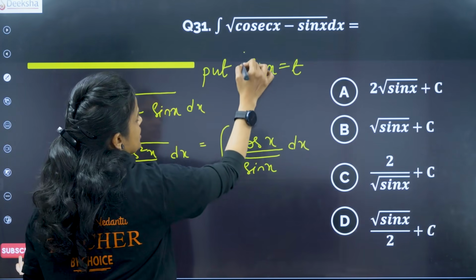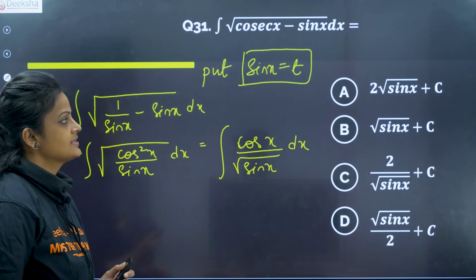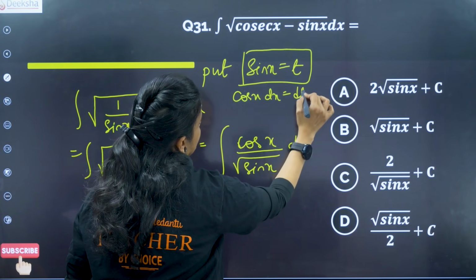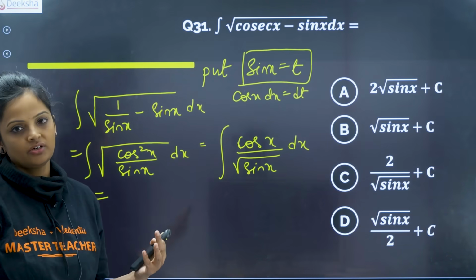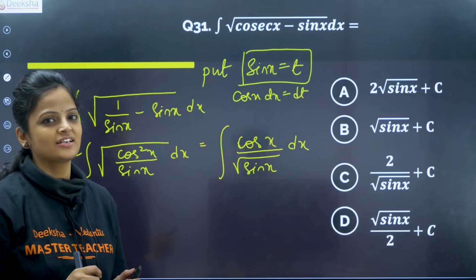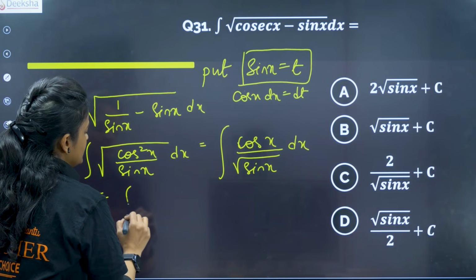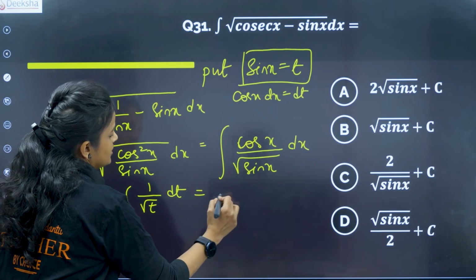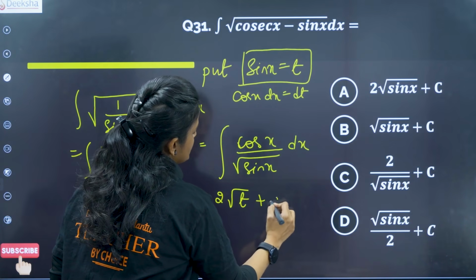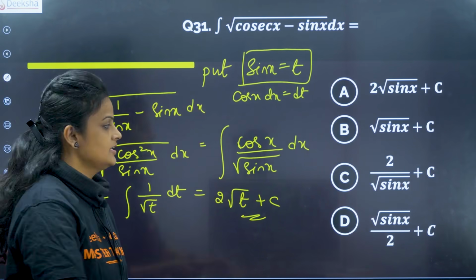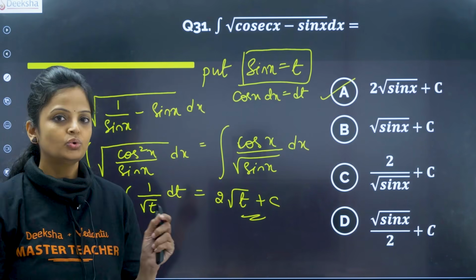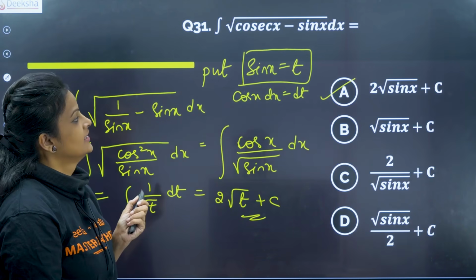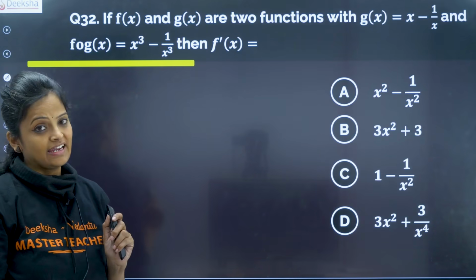Here the substitution is useful, correct? Sin x is equal to t, cos x dx is dt. Put that in this one. I don't have to write it all out. You can directly tell me the answer if you have practiced enough in this chapter. After substitution we get 1 divided by root t. The integration of this is 2 root t, and we know what t is. So that will give you the answer. Here it is option A: 2 times root t, that is 2 root of sin x plus c. Isn't it easy? Yes. Let's see the 32nd question.